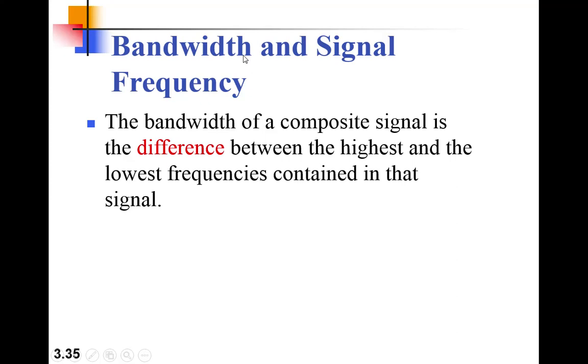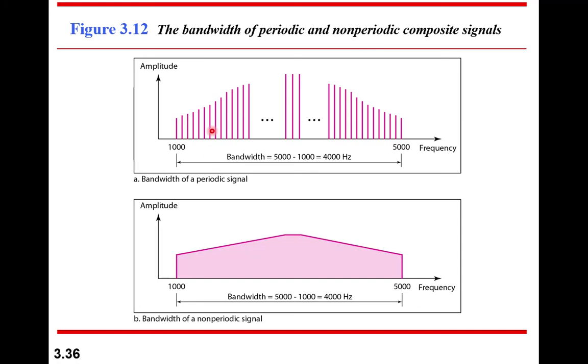So what is the bandwidth of a signal? The bandwidth of a composite signal is the difference between the highest and lowest frequencies contained in that signal. For example, this is a composite signal with frequencies from 1000 to 5000. 1000 is the lowest and 5000 is the maximum frequency. So 5000 minus 1000 gives 4000 hertz. This is the bandwidth. So the bandwidth of a periodic composite signal is the difference between the highest and the lowest frequencies in the signal.